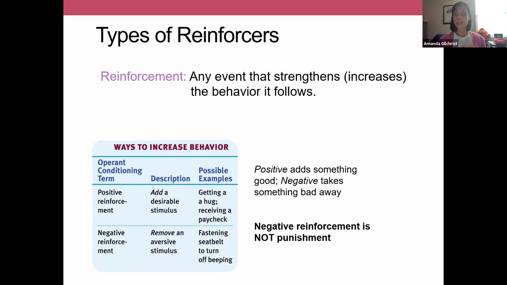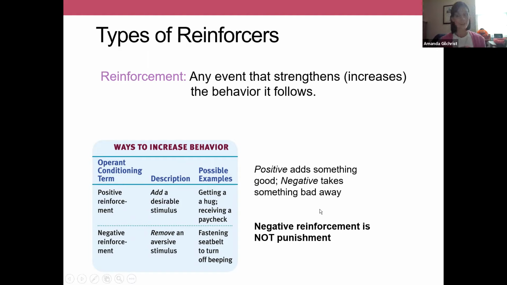My Advil gets rid of the headache. So this behavior, the next time I have a headache, I'm going to be more likely to reach for the Advil in the future. That is negative reinforcement. I've increased the likelihood of a behavior by taking away something that is painful or aversive.